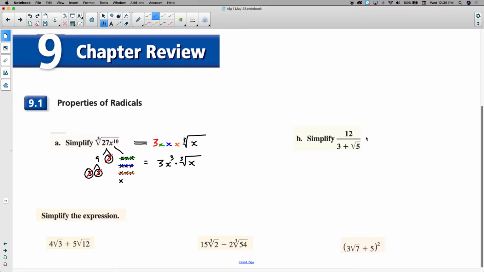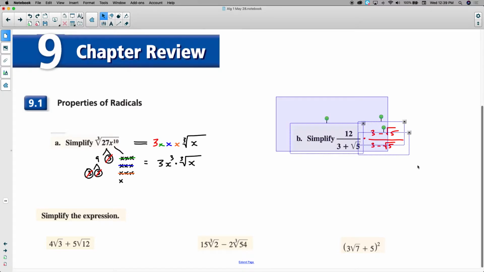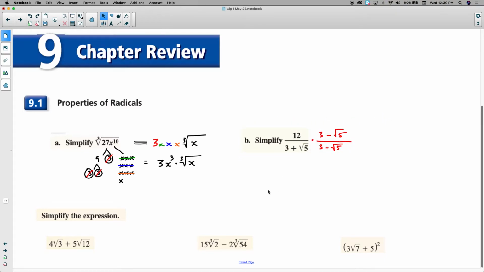So I got to remind you of something called the conjugate. All right, so this is the conjugate of 3 plus root 5. The only thing that changes is that sign right there. And we're going to multiply by 1 in disguise as this red numerator divided by itself. Okay, so now we'll just have to very carefully do all of this. And it looks like I'm going to need a little bit of room. Okay, so let's do it.